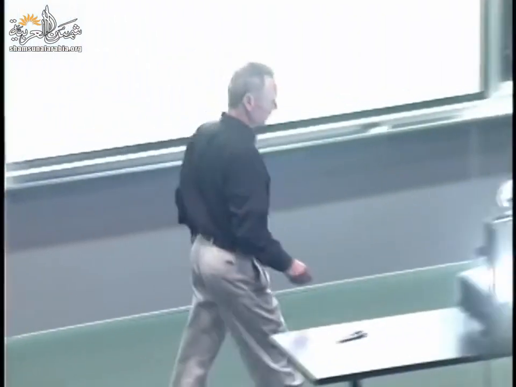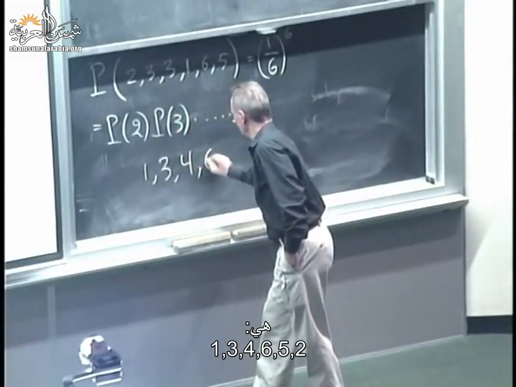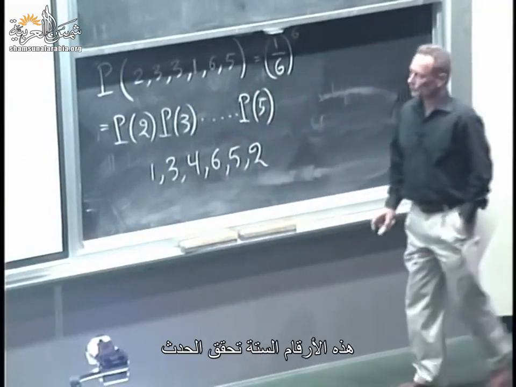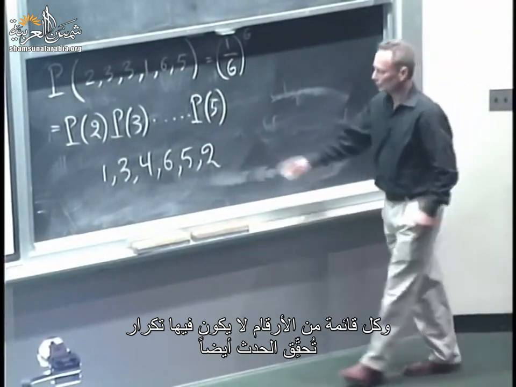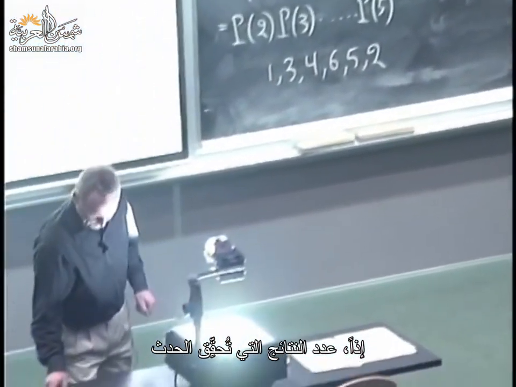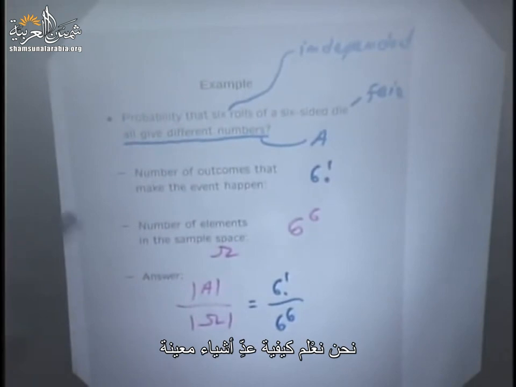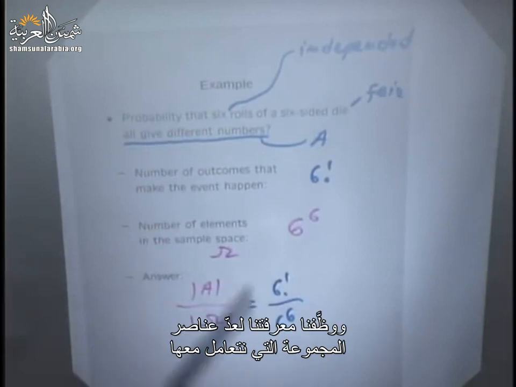So one possible outcome that makes our event happen would be this. Here we have six possible numbers, but any other list of this kind in which none of the numbers is repeated would also do. So the number of outcomes that make the event happen is the number of permutations of six elements, so it's 6 factorial. And so the final answer is going to be 6 factorial divided by 6 to the 6th. All right, so that's a typical way that one solves problems of this kind. We know how to count certain things. For example, here we knew how to count permutations, and we use our knowledge to count the elements of the set that we need to deal with.